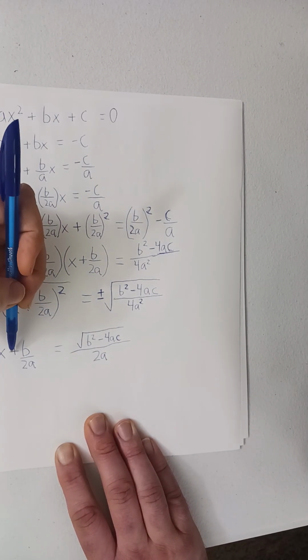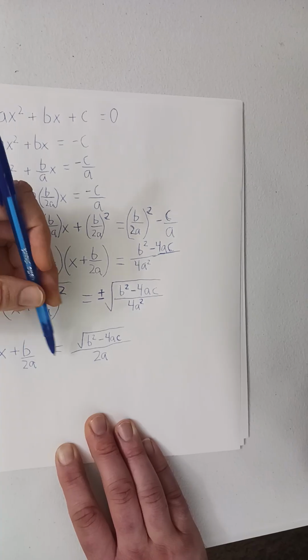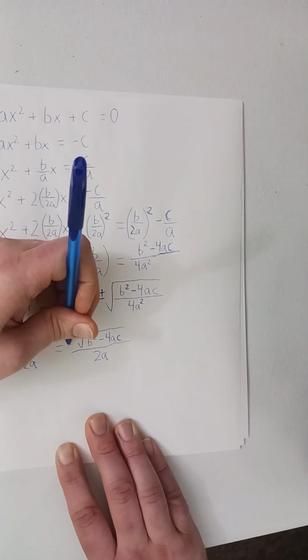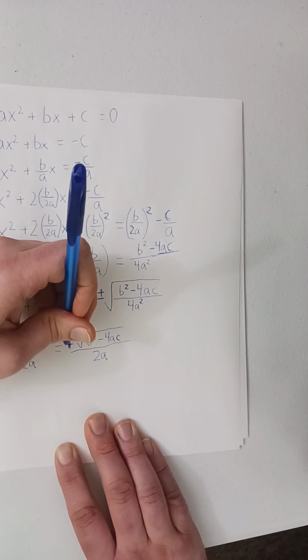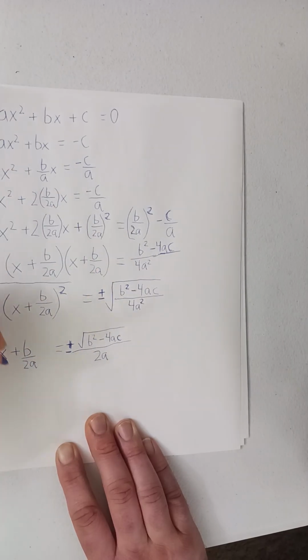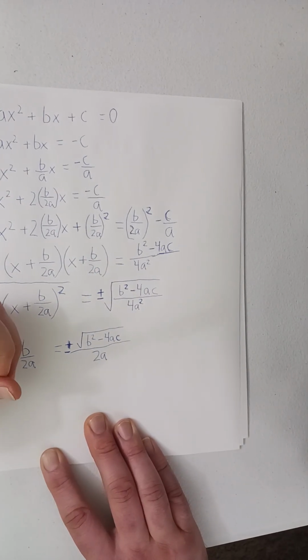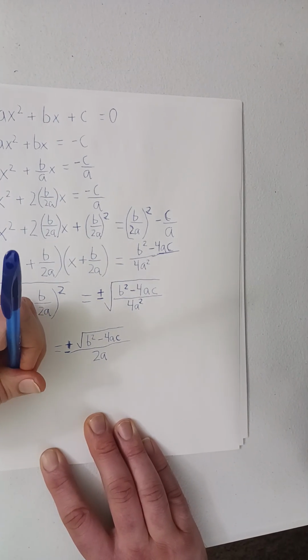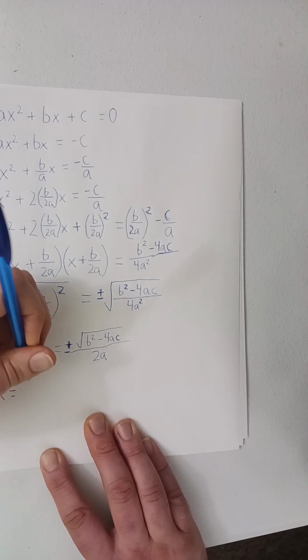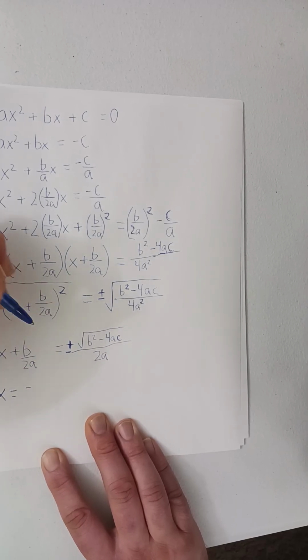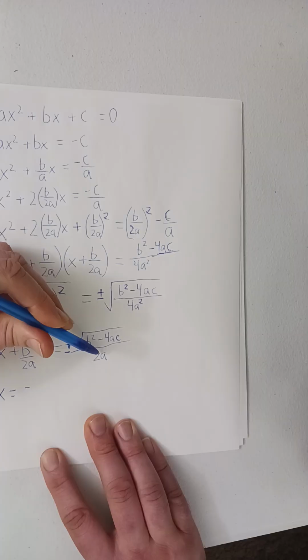Now, we have this being added on this side. If we subtract this on this side, we can just have x. So x equals negative. And notice that they have the same denominator.